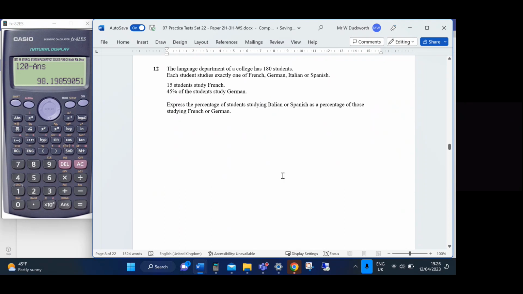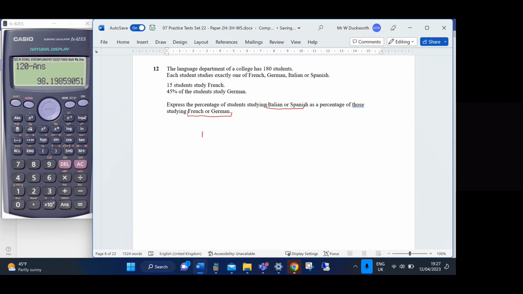Right, question 12. The language department of a college has 180 students. Each student studies exactly one of French, German, Italian, or Spanish. 15 students study French. 45% of the students study German. Express the percentage of students studying Italian or Spanish as a percentage of those studying French or German.